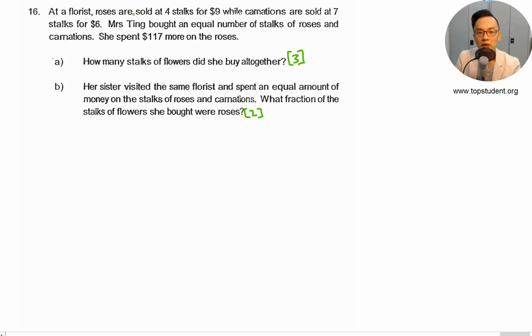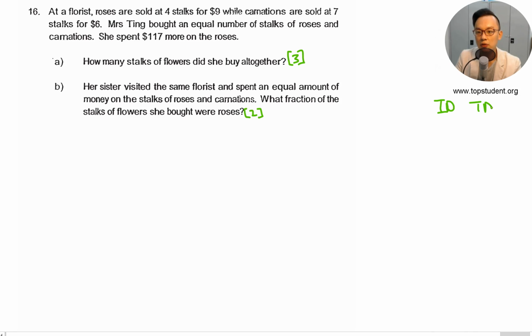At a florist, roses are sold at 4 stalks for $9, carnations at 7 stalks for $6. Mrs. Ting bought an equal number of stalks of roses and carnations. She spent $170 more on roses. So this is an individual difference, total difference question.